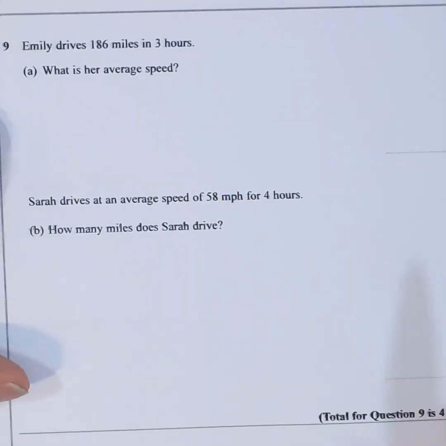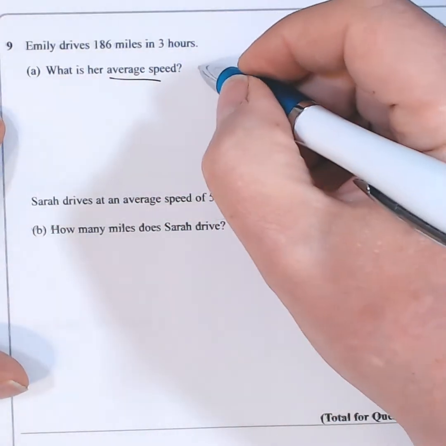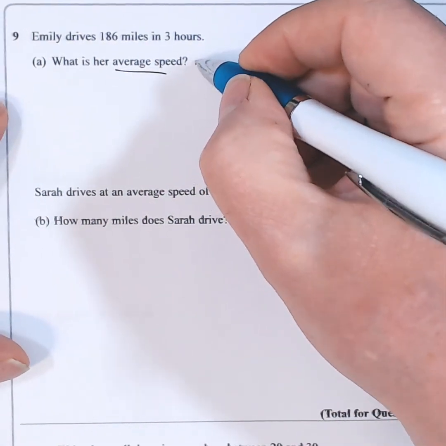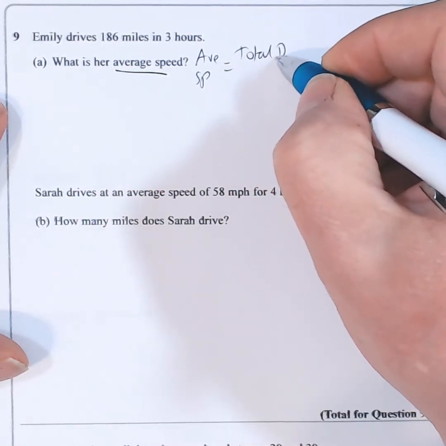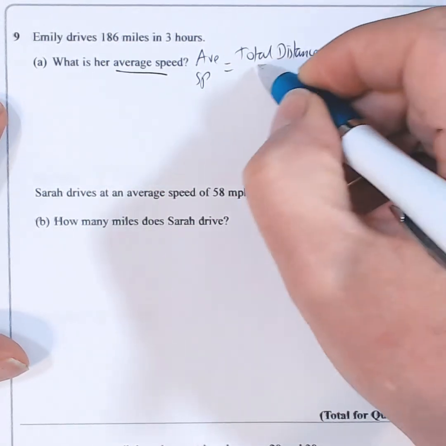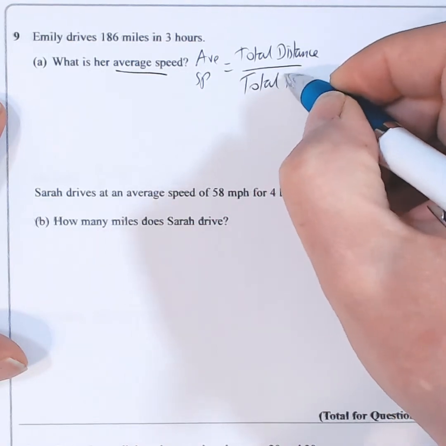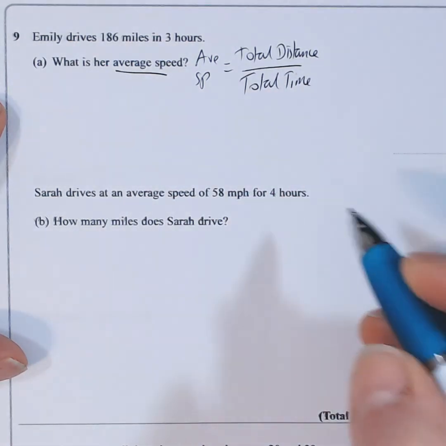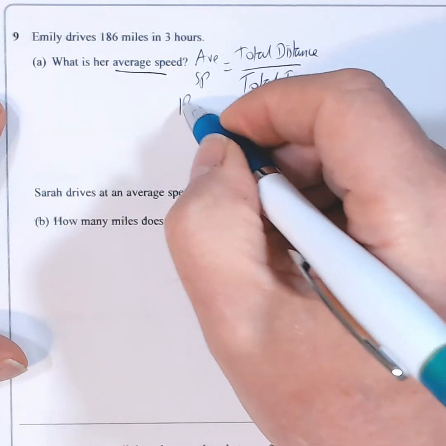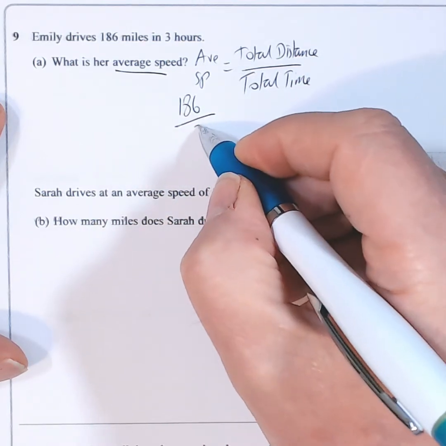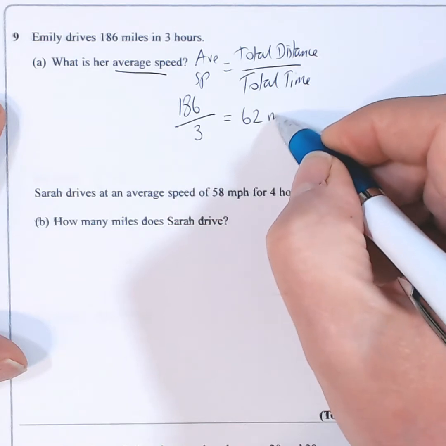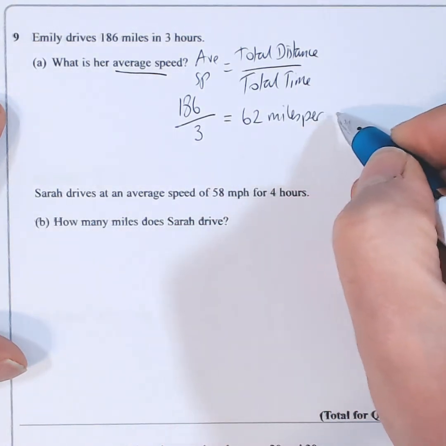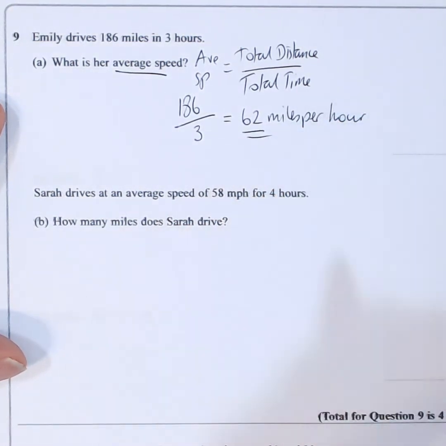Okay, so we've got here average speed, so we know that's a formula. So average speed is equal to total distance divided by total time. And they're telling us that it's 186 miles is the total distance. We're dividing by 3 hours, so that's going to give you 62 miles per hour. So that's the answer to that question.